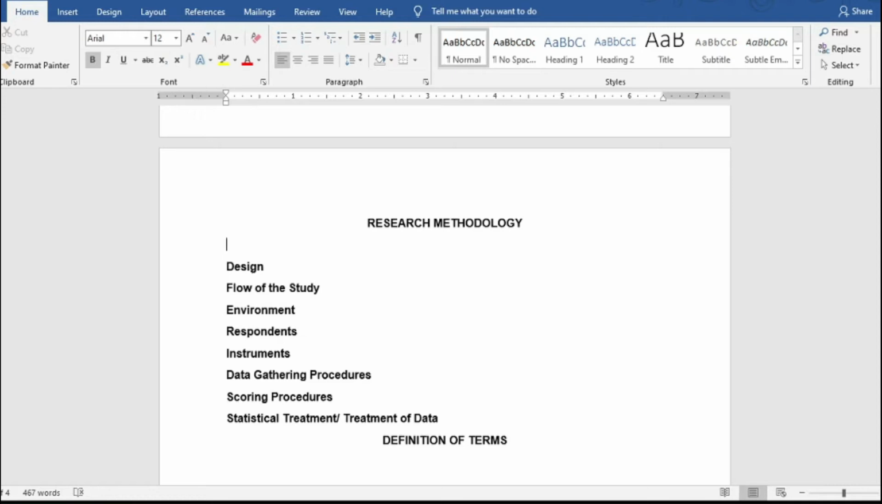Now, let us make the research methodology. In the research methodology is where you put your methods: how to gather the data, how we will treat the data, where we get our sources of data, and where we will conduct our study. So what we will do is create or formulate a structure. Basic structuring of the research methodology and how you will make it. By the way, this is a thesis style research.